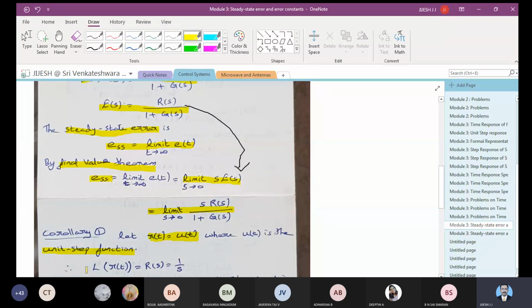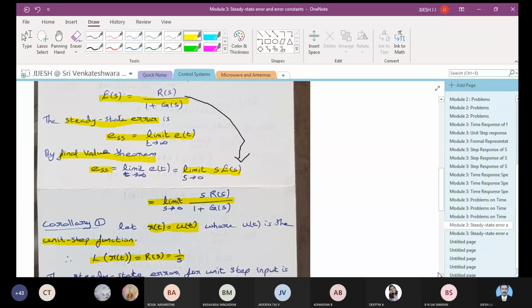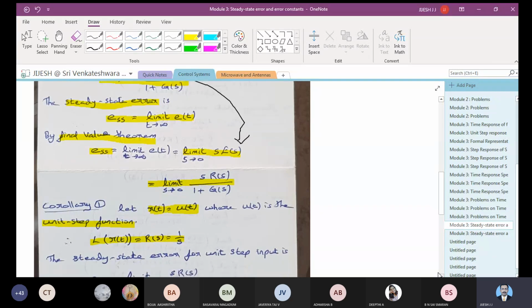When you take the Laplace transform of R of t, you know that it is R of s and it is equal to 1 by s. These are not new for you. We have been doing this from the beginning of this module. You should underline this unit step function, because we are doing it for the unit step function. That's the reason R of s is equal to 1 by s.